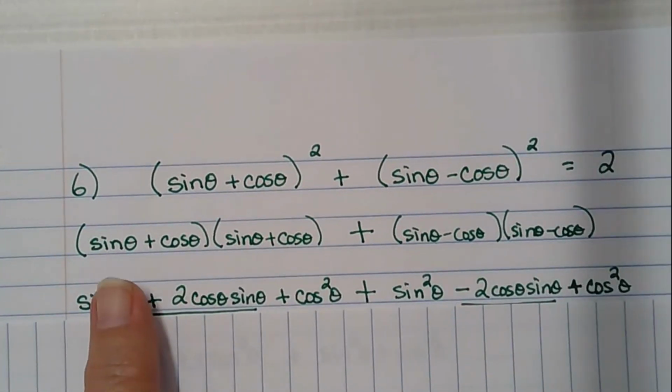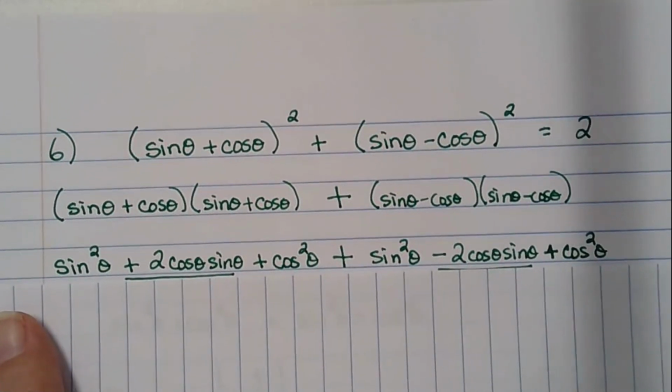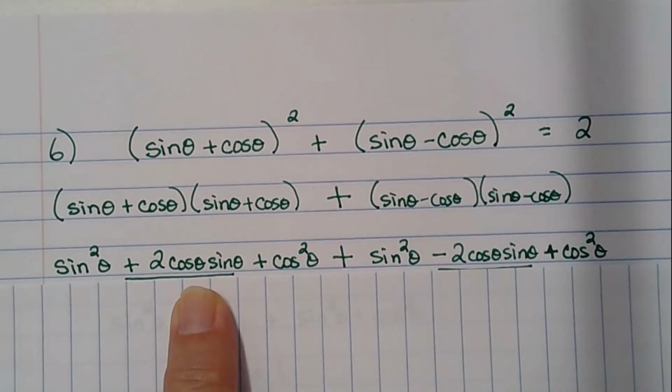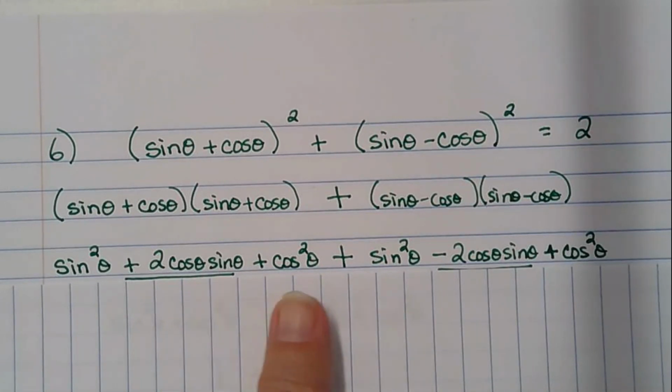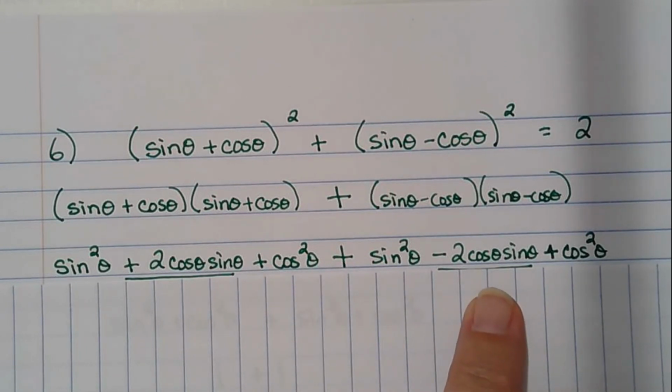So I've got sine times sine gives me sine squared. And then I'm going to have a sine times cosine and a cosine times sine, and I'm going to combine those like terms and get 2 cosine theta sine theta. And then when I multiply cosine times cosine, I get cosine squared theta. All right, then similarly, I'm going to come over here and I'm going to distribute. And I'm going to get sine squared theta minus 2 cosine theta sine theta plus cosine squared theta.